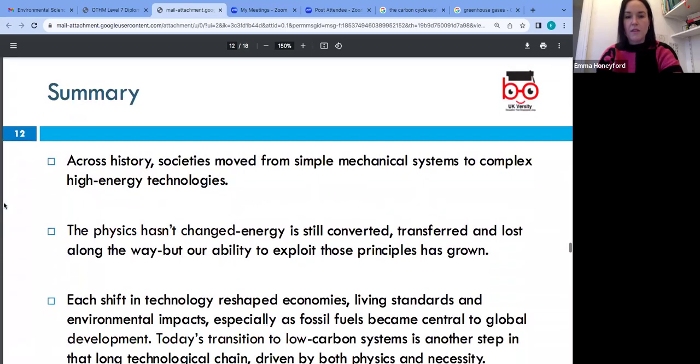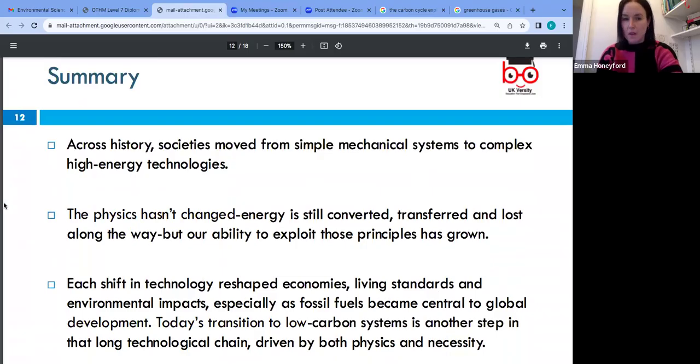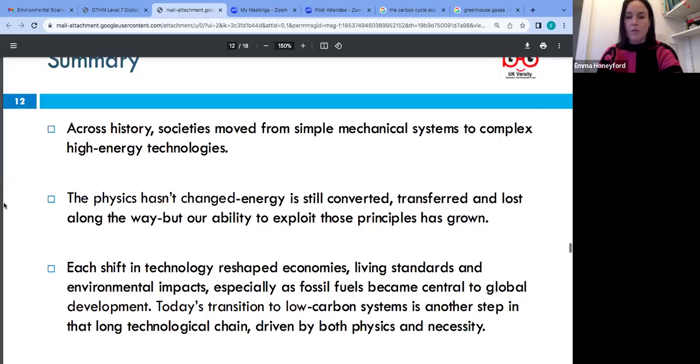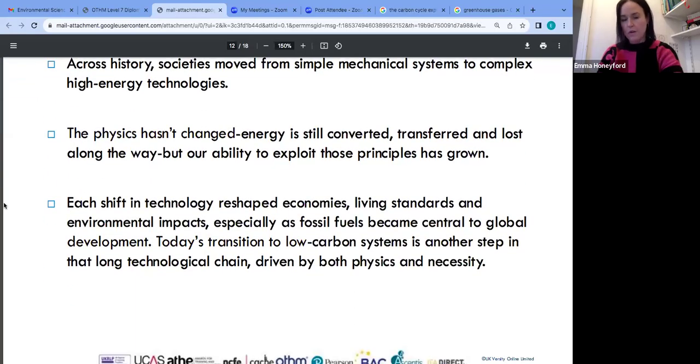Okay, so to summarise, across history, societies have moved from simple mechanical systems to complex high-energy technologies. The physics hasn't changed, energy is still converted, transferred and lost along the way, but our ability to exploit those principles has grown. So there's been a technology shift, and technology has driven changes for the economy as well, living standards and environmental impacts.